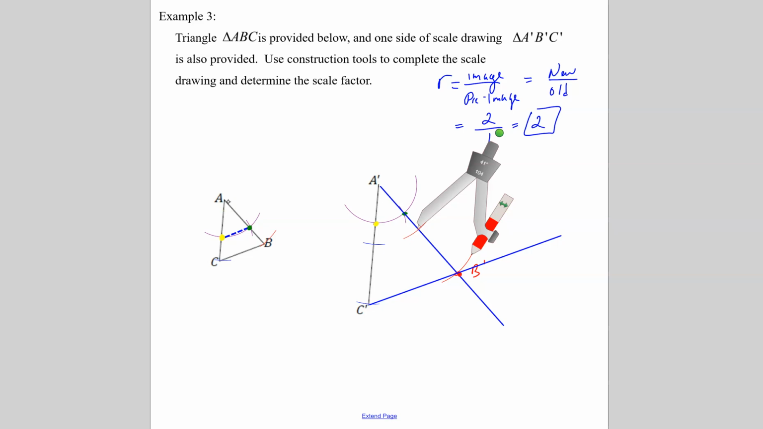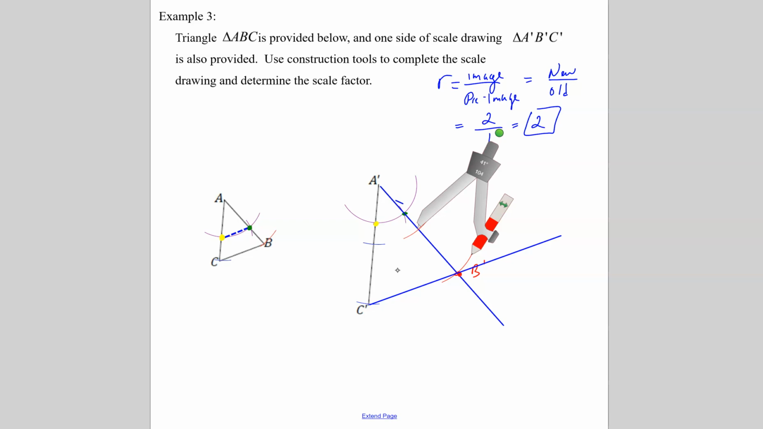A couple things. If you want to check your answer, you can use the protractor. You can check your angles. They should all be exactly the same as the original. So A and A prime should match up, C and C prime should be the same, B and B prime should be the same. The other thing is you could use your ruler to measure AC and A prime C prime. This should be double the size of AC, and A prime B prime should be double the size of AB, and vice versa.